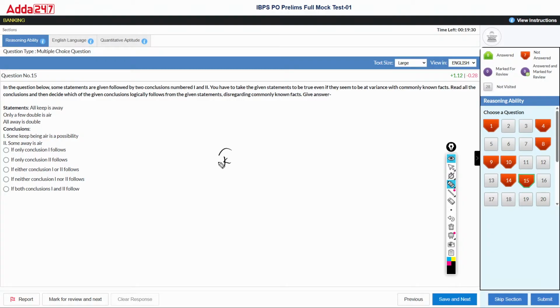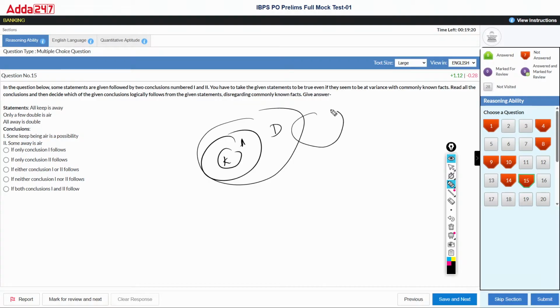All keep away, a few, all away double, and only a few double air. So some keep being air, some keep being air. Yeah, definitely. And some away is air. Away, not necessarily.